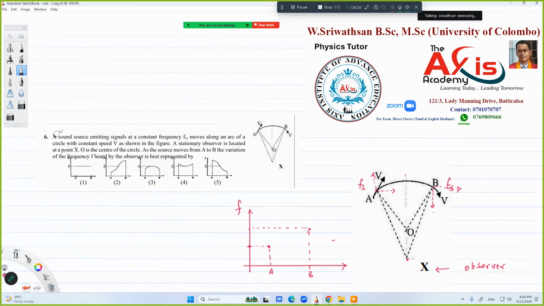So is there any graph like that? This one is wrong. This is also wrong. This is reducing, wrong. This is unchanged, wrong. This is correct. So the possible graph is like that.